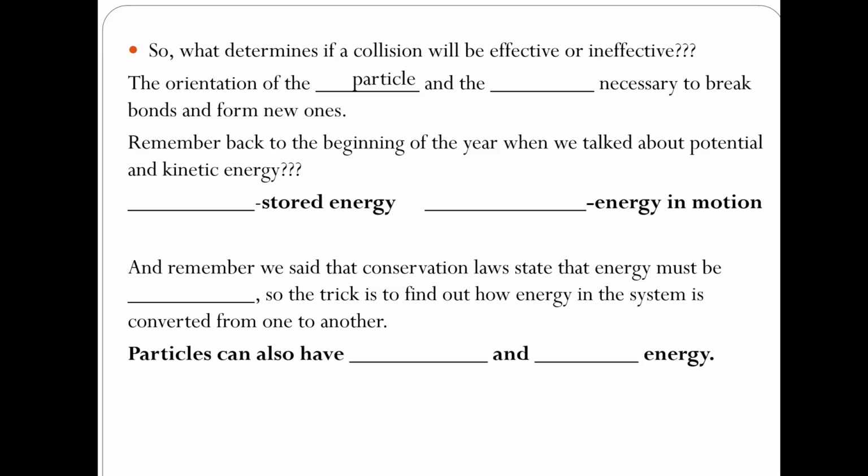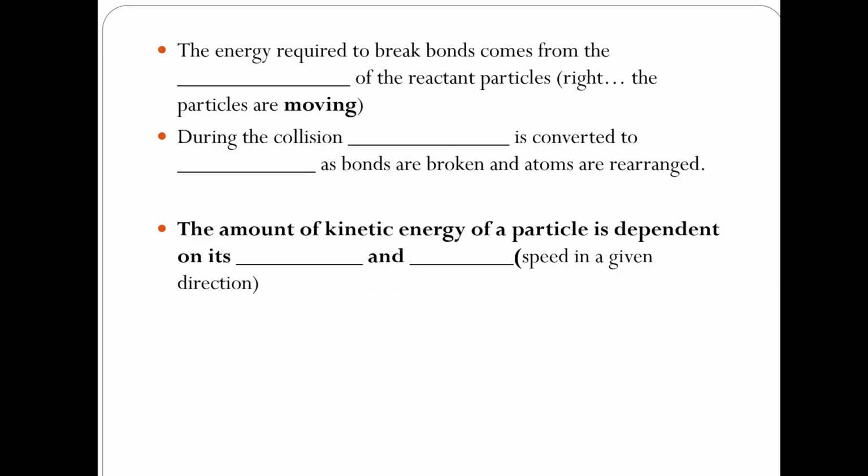So the orientation of the particle and the energy behind it is necessary to break bonds and form new ones. Okay, and if you recall the two types of energy that we learned way back when at the first quarter, potential is stored energy, kinetic is energy of motion. And we already learned that the conservation law states that energy must be conserved. So we're trying to figure out how much energy needs to be converted from potential to kinetic, okay, because particles themselves also have potential and kinetic energy.